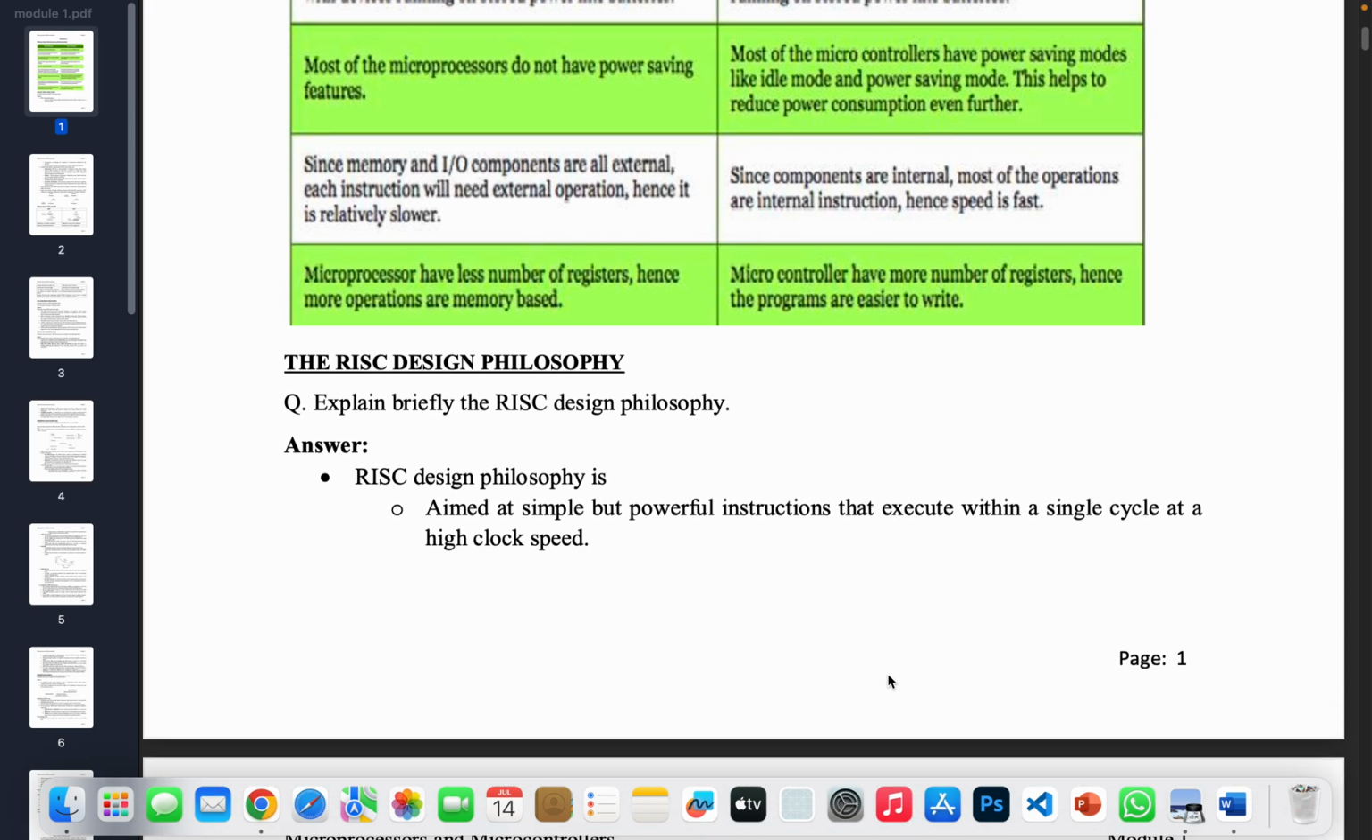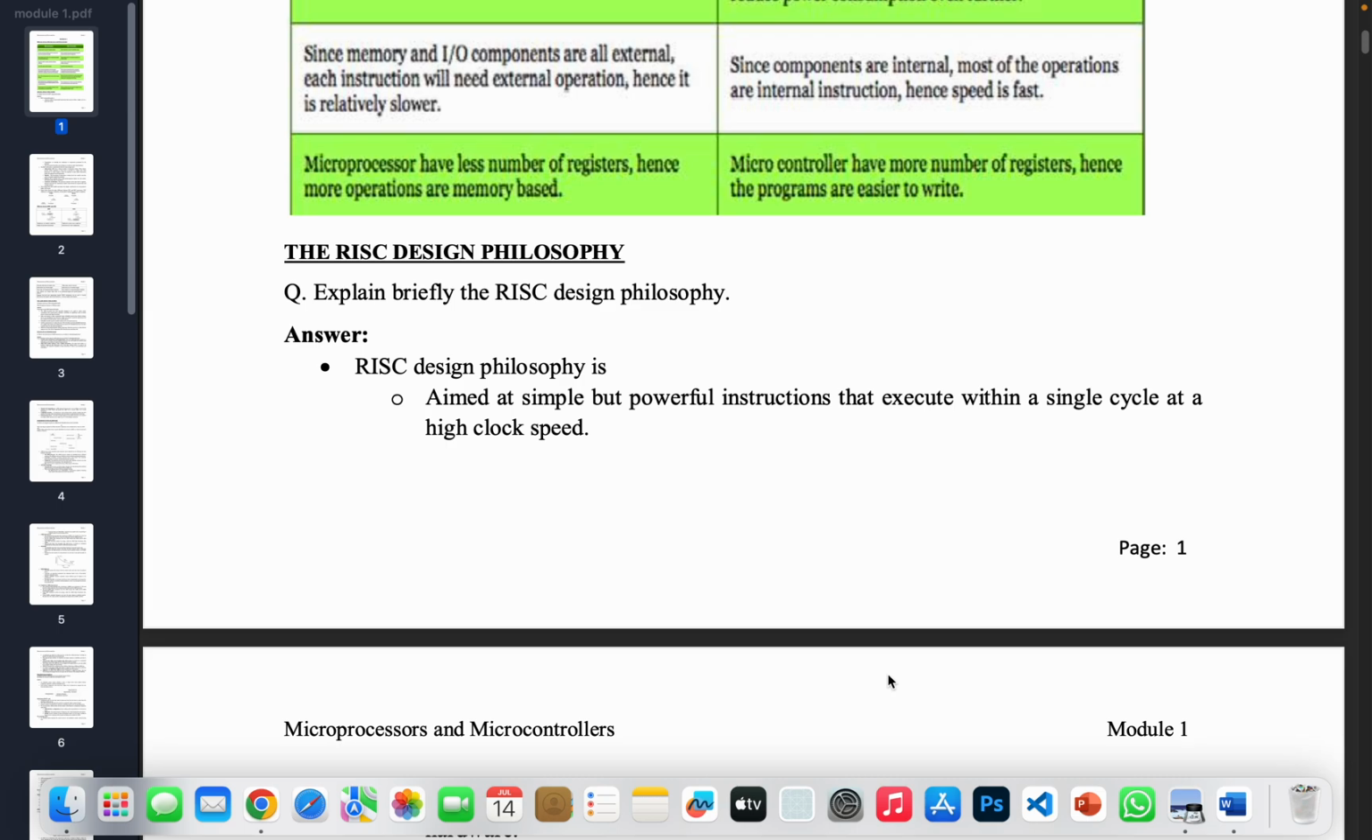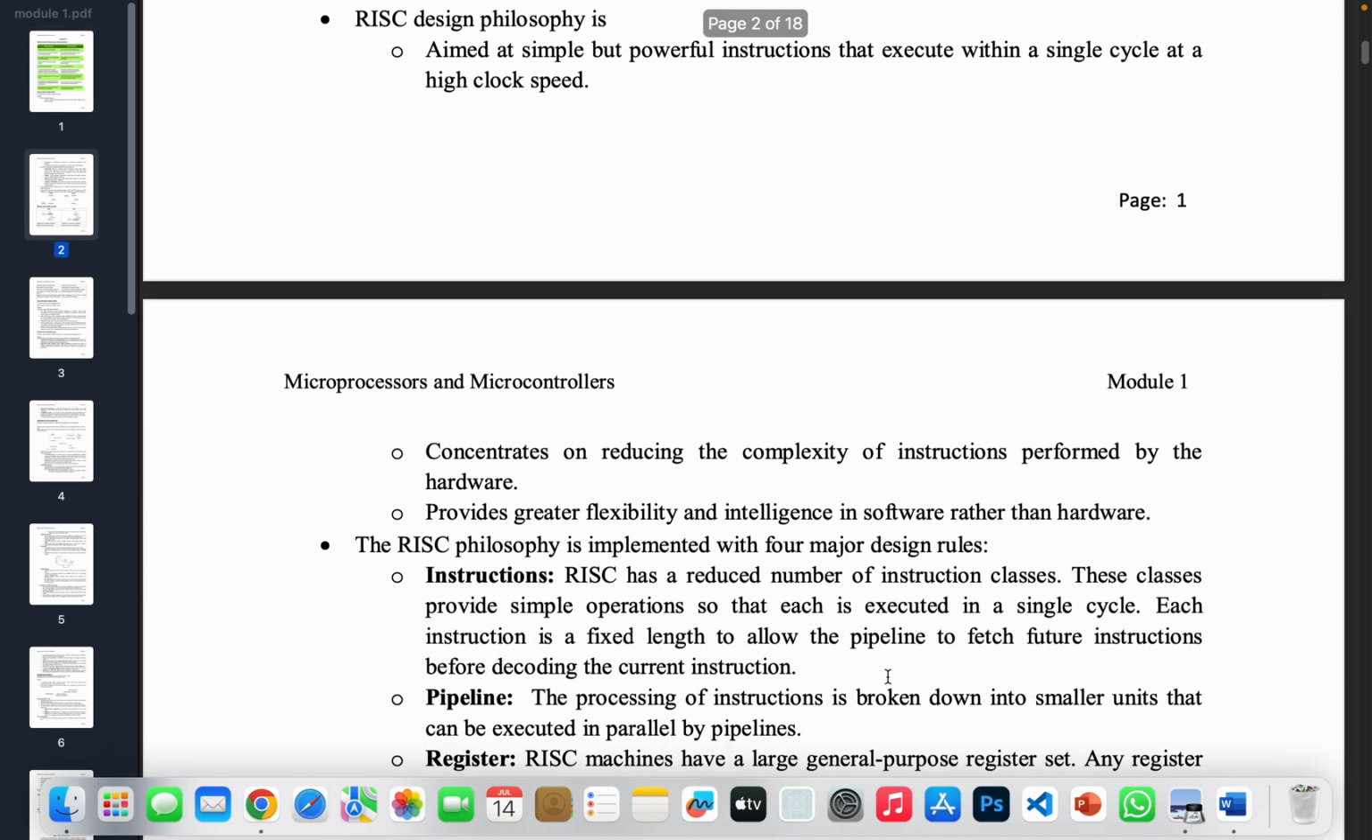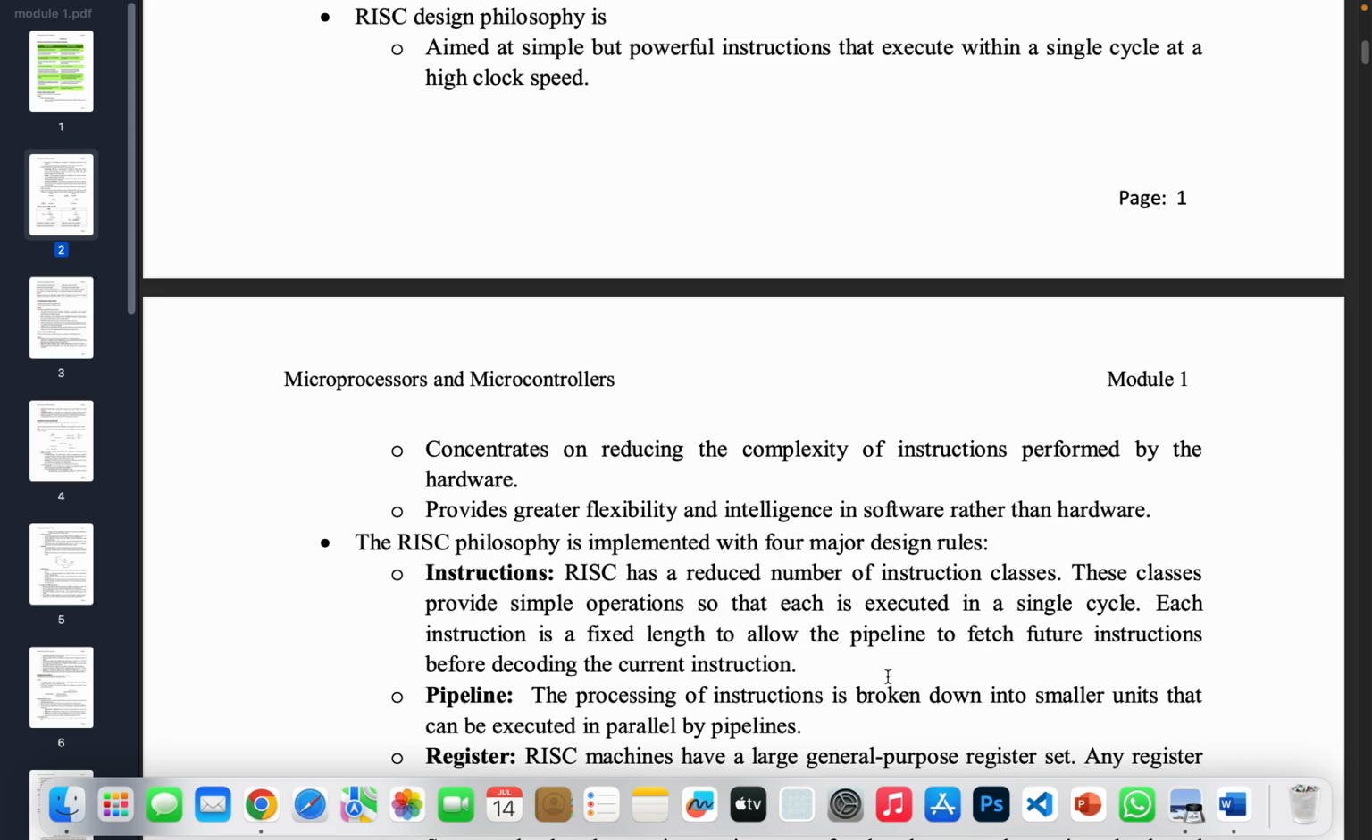Then the second question is on the RISC design philosophy. The question is asked as: explain briefly the RISC design philosophy. In the answer, first we have to discuss the definition of RISC design philosophy. RISC design philosophy is aimed at simple but powerful instructions that execute within a single cycle at a high clock speed, and concentrates on reducing the complexity of instructions performed by the hardware, providing greater flexibility and intelligence in software rather than hardware.